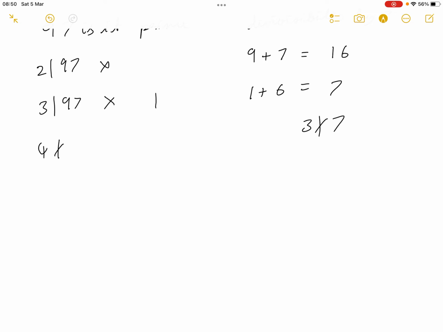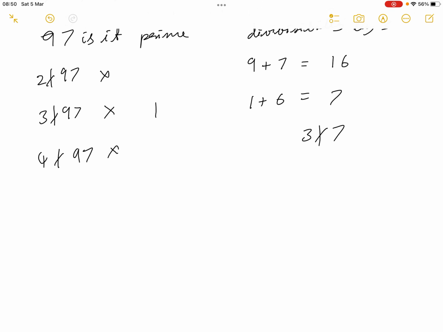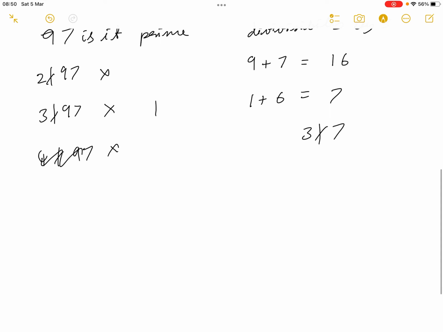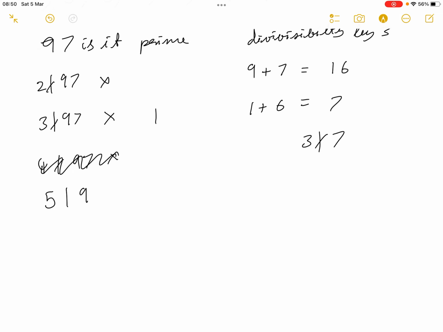4, well, because 2 didn't divide, I should put a cross across it, because 2 doesn't divide 97, 4 clearly doesn't divide 97 either. In fact, that means we don't need to check any multiples of 2 or any multiples of 3 because it clearly won't divide 97. So the next number we need to check is 5, because 5 is not a multiple of 2 or 3. And clearly 5 doesn't divide 97 because multiples of 5 end in a 0 or a 5.